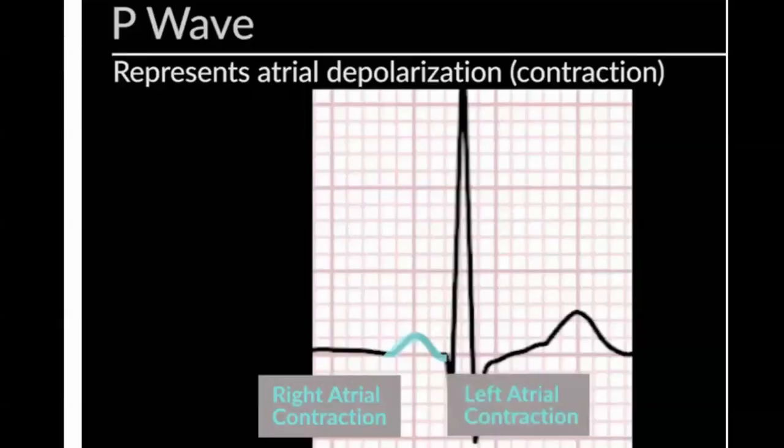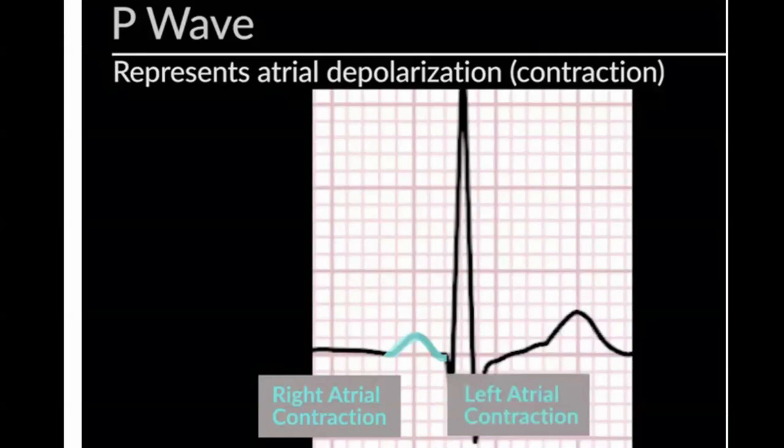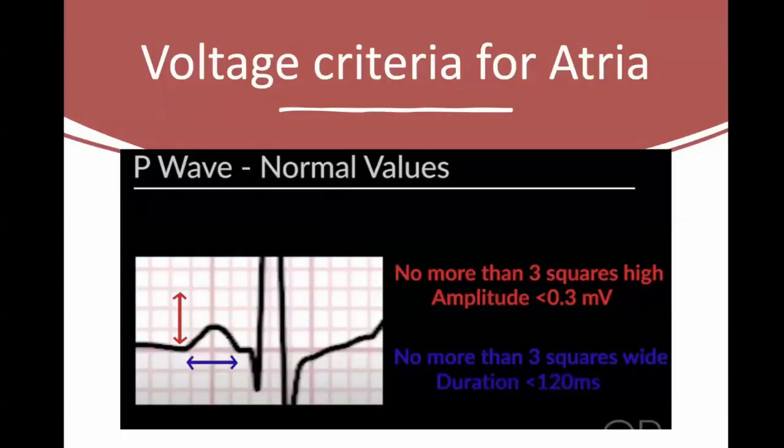So let's look at how the P wave on the ECG can help us with identifying hypertrophy. The first half of the P wave reflects the right atrial contraction, and the last half of the P wave reflects the left atrial contraction. So how do we assess if there is atrial hypertrophy? An abnormal P wave is characterized by a P wave that is taller or broader than 3 small squares.